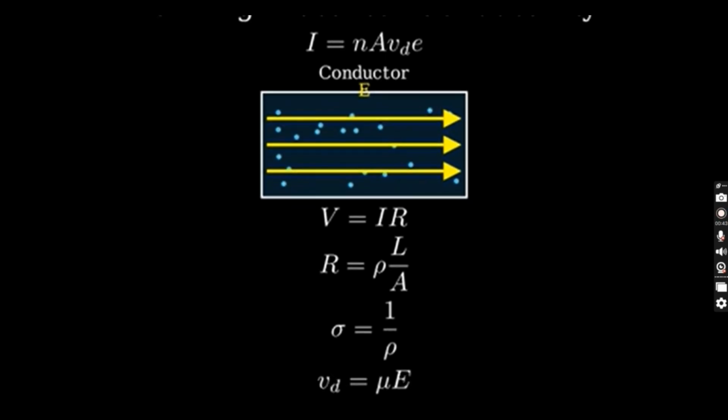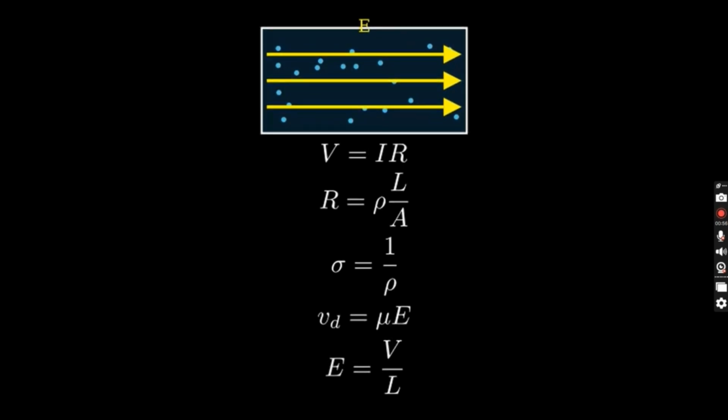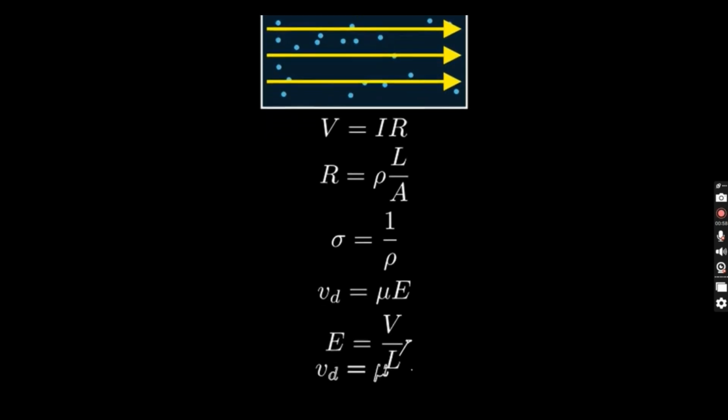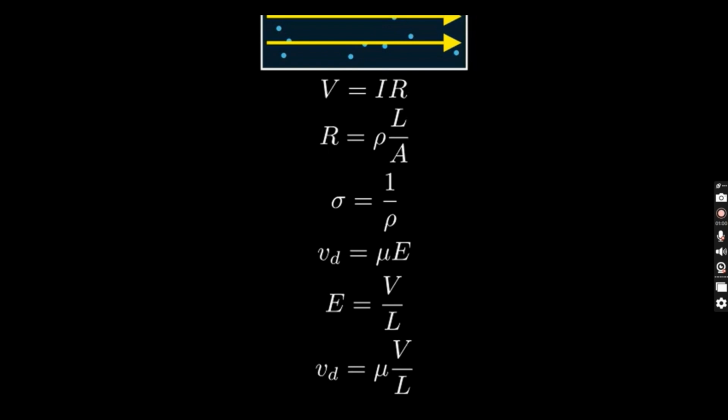Now, a key relationship is that the drift velocity of electrons is proportional to the electric field, where the constant of proportionality is the electron mobility mu. The electric field can be expressed as voltage over length. This gives us E equals V/L. Substituting this into our drift velocity equation, we get that the drift velocity equals mu times V/L.